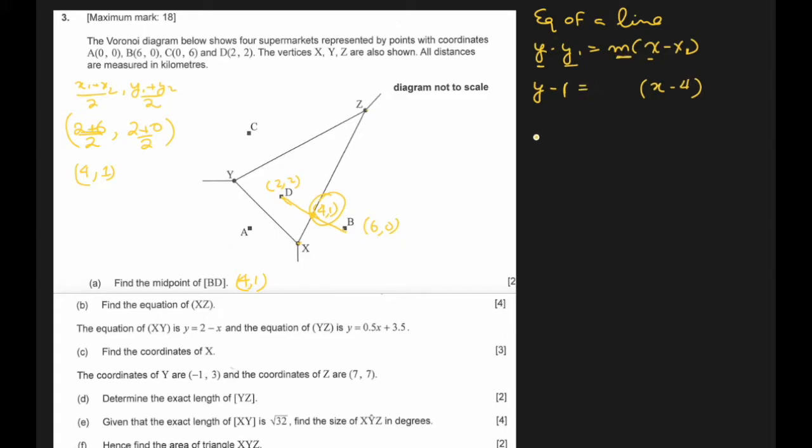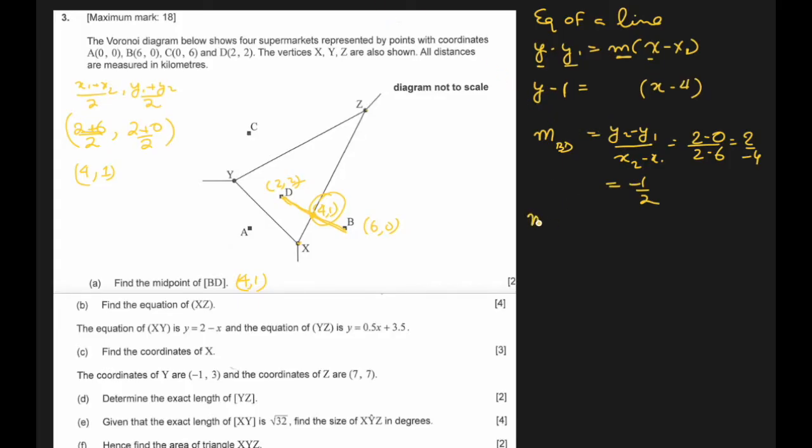Let's find the gradient m of BD. The one we know the coordinates of will be y2 minus y1 over x2 minus x1, which is, let's say y2 is 2. 2 minus 0 over 2 minus 6, and 2 over negative 4 is minus half. That makes sense. This line is going down from left to right and it is negative. So this is the gradient of BD.